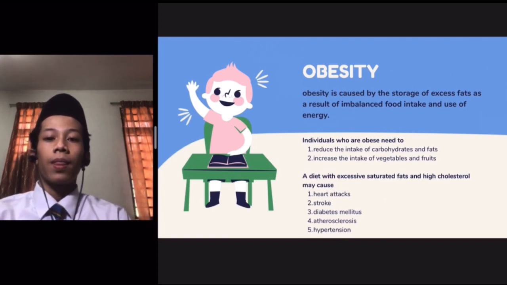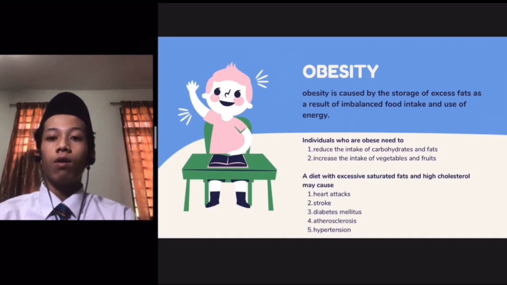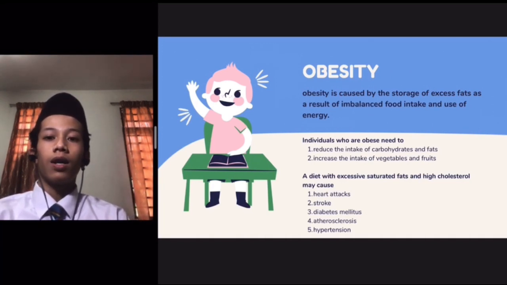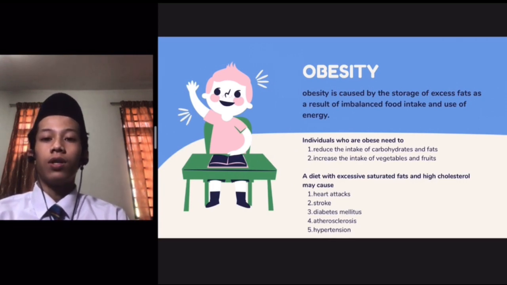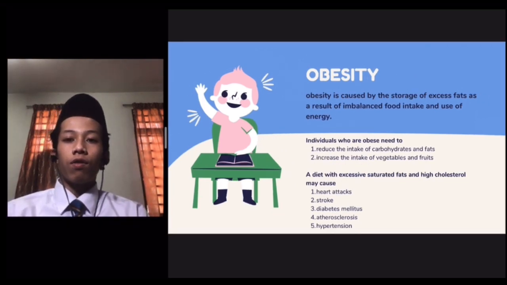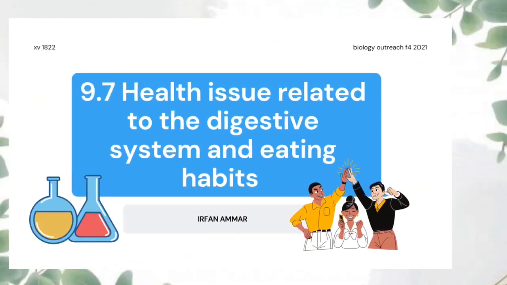Next, atherosclerosis. Atherosclerosis is the build-up of fats that can form a plug that blocks your blood flow. And lastly, hypertension, which is known as high blood pressure. So I think that is all from me. Thank you.